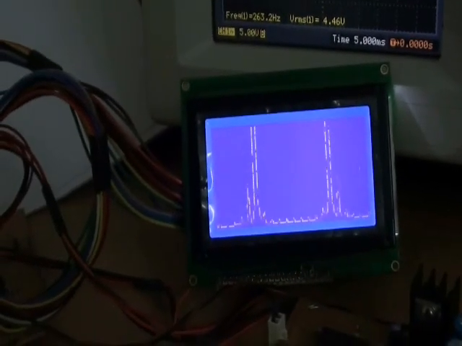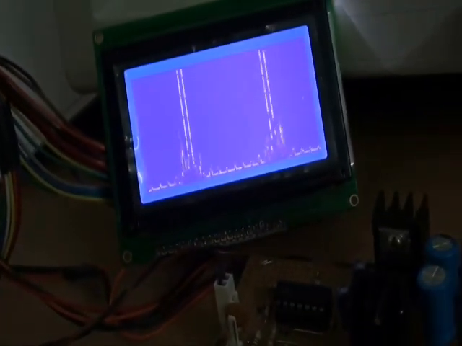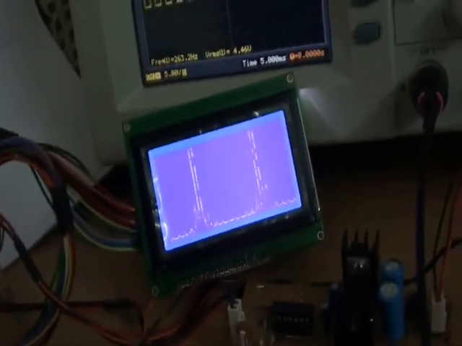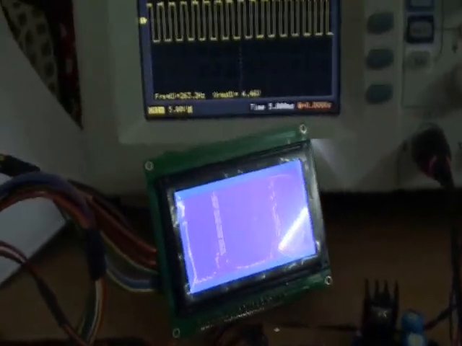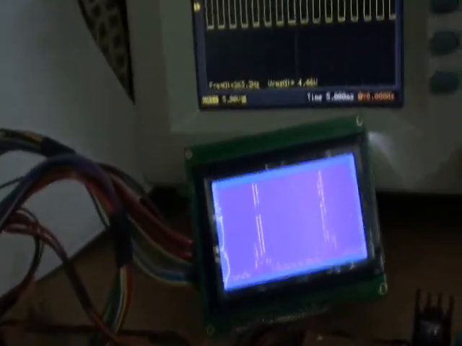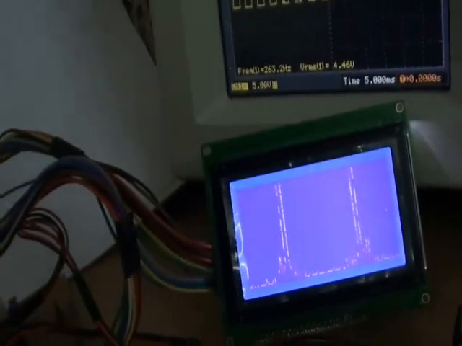Now one thing you might be wondering is whether this is the maximum capability of the dsPIC. But that's not the case. The dsPIC ADC is quite a bit faster than this, and it can sample up to 1 megasample per second. Considering the power of the dsPIC, which can go up to 30 MIPS, we can easily sample much higher frequencies and do an FFT.